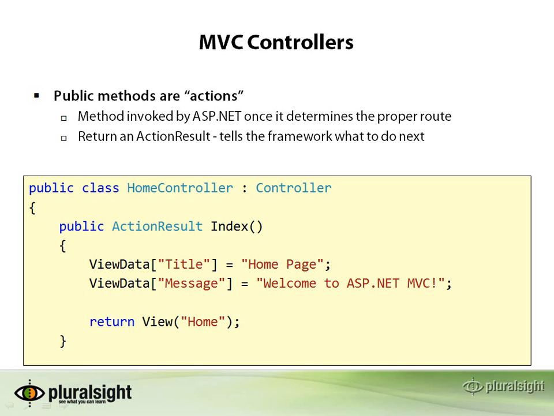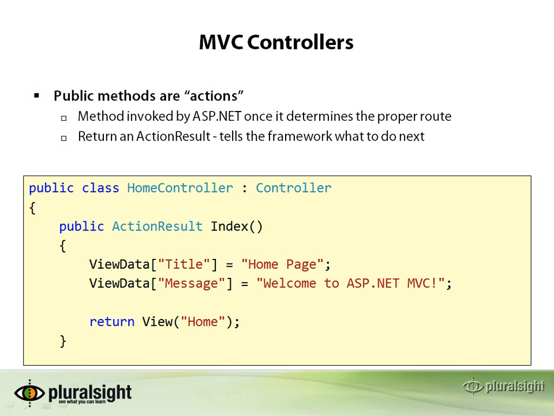A controller then is just a C# class. It does derive from a controller-based class. You can also implement an IController interface if you want to work at a very low level. And then the public methods inside of a controller are what we call actions. That means any public method that you have inside of a controller is going to be reachable via a URL.